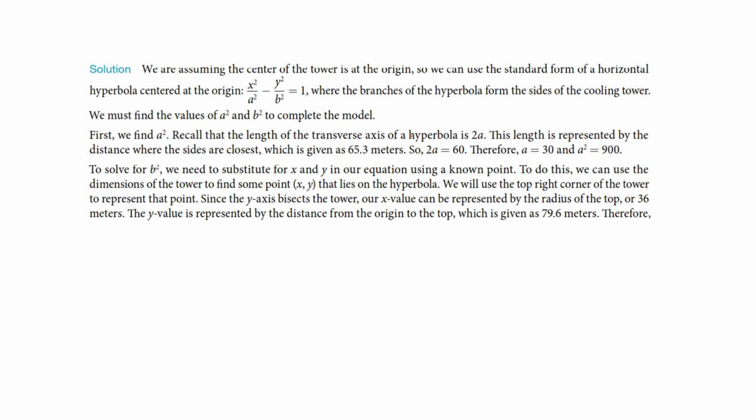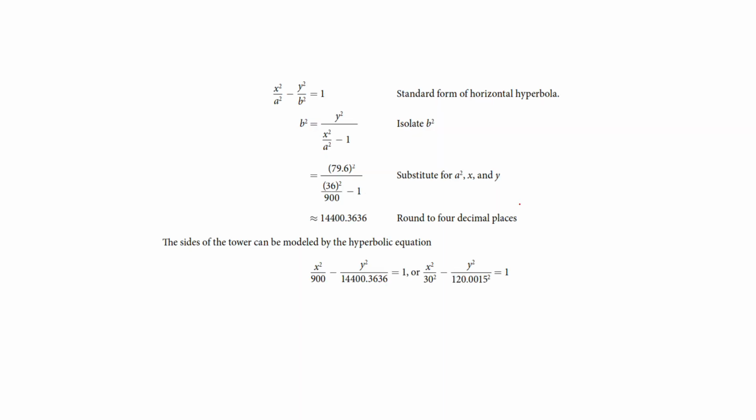Now they're going to take us through the rest. So we know x squared comes first. We know the value of a is 30. So far so good. Now here's where things get a little crazy. We're going to use this equation and solve it for b squared. We don't have that, but we need it in order to complete the equation. So they've solved it for b squared, and you get all this. Now we enter the point (36, 79.6) because it was on the graph. So y squared is 79.6 squared.